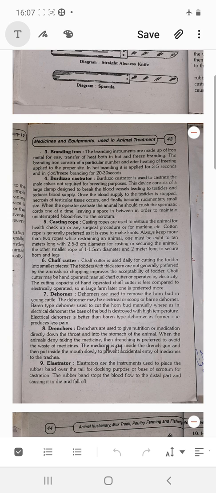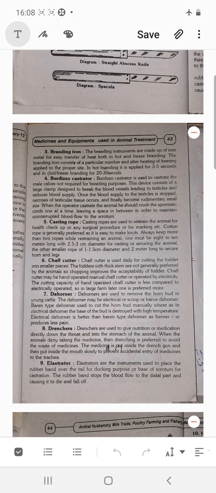Drenchers are used for giving nutrients and medicines directly down the throat and into the stomach of the animal. Elastrator is the instrument used to place the rubber band over the tail for docking purposes or the base of the scrotum for castration. The rubber band stops the blood flow to the distal part and causes it to die or fall off.